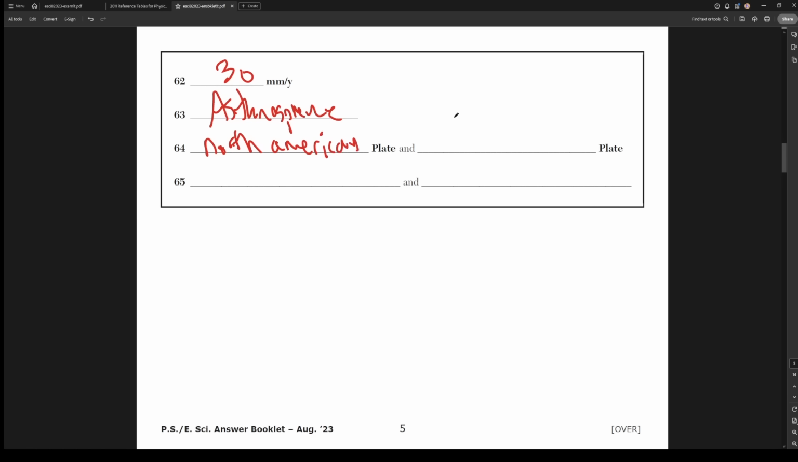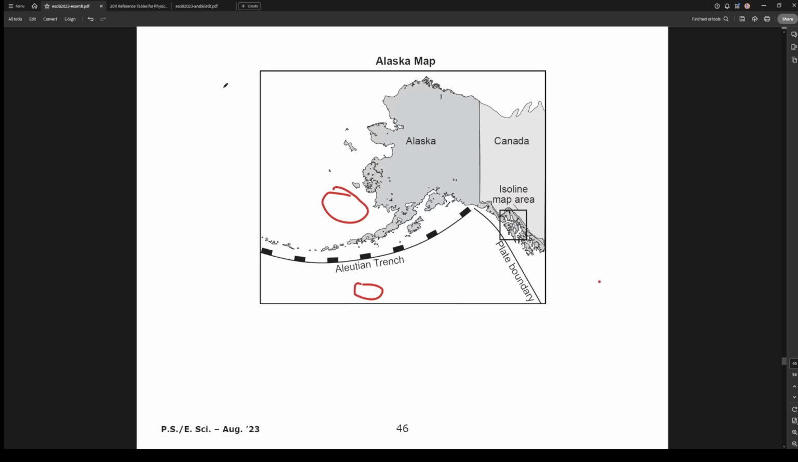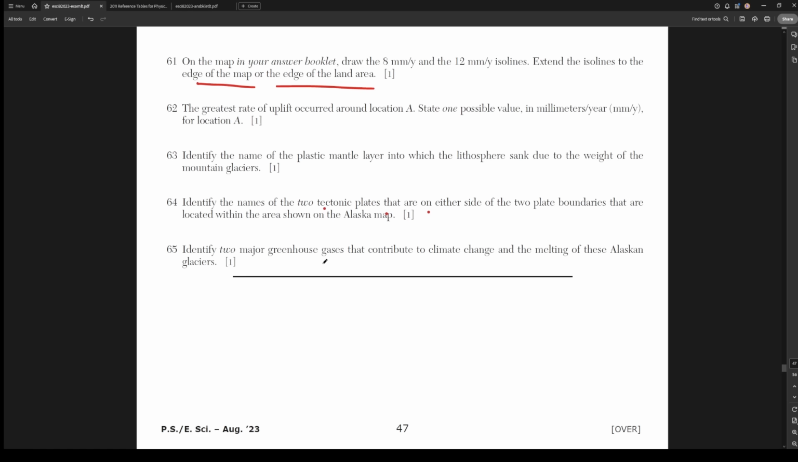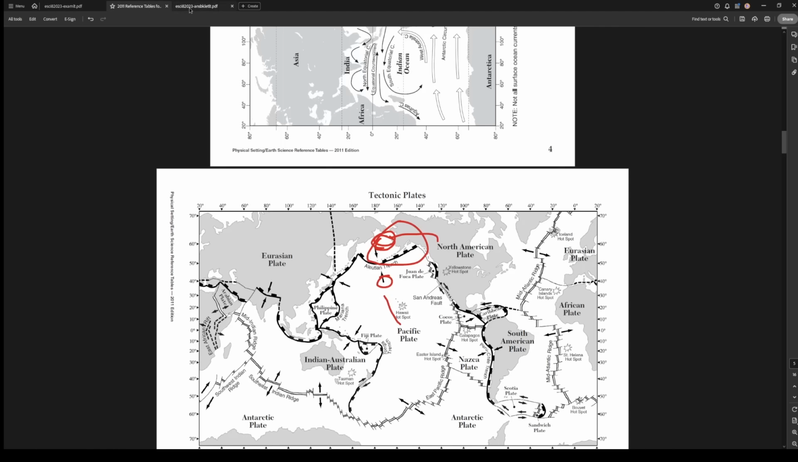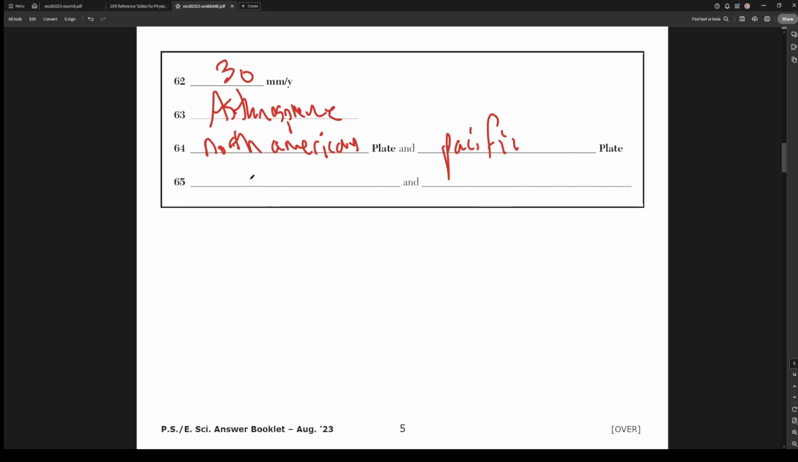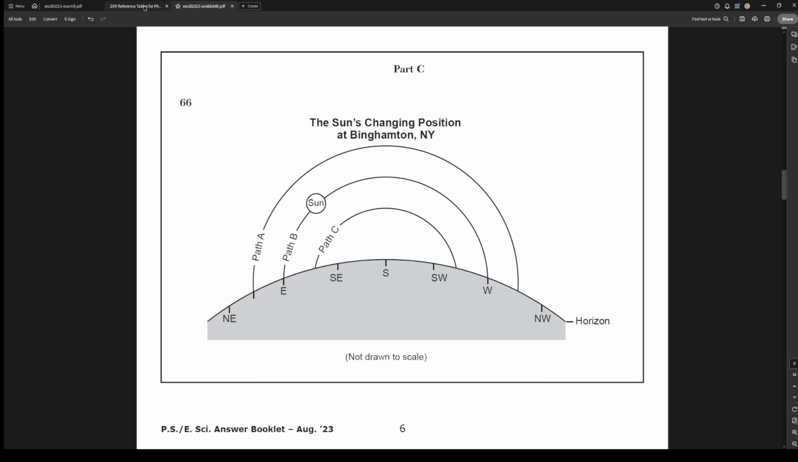As you do a lot of these, they're just predictable. Alright, 65. Identify 2 major greenhouse gases that contribute to the melting. Okay, there's 3 you gotta know. Carbon dioxide is a greenhouse gas. Water vapor is a greenhouse gas. Methane is a greenhouse gas. And then chlorofluorocarbons, but no one ever really remembers that. So I would just stick with the top 3. CO2, water vapor, methane.